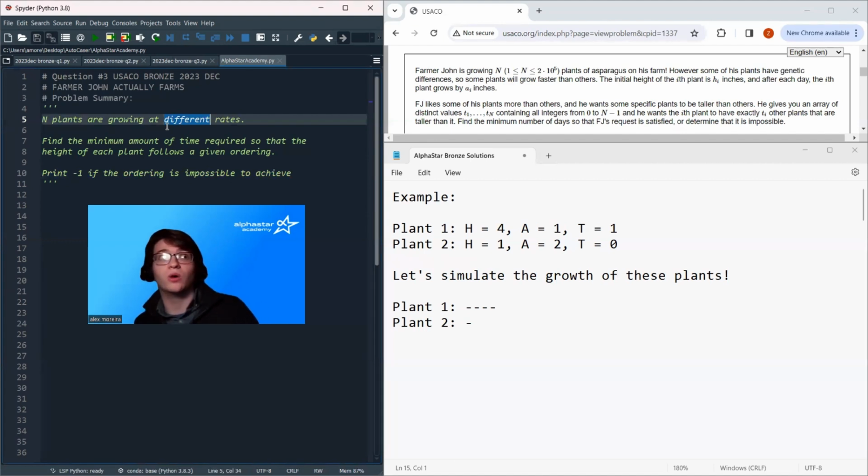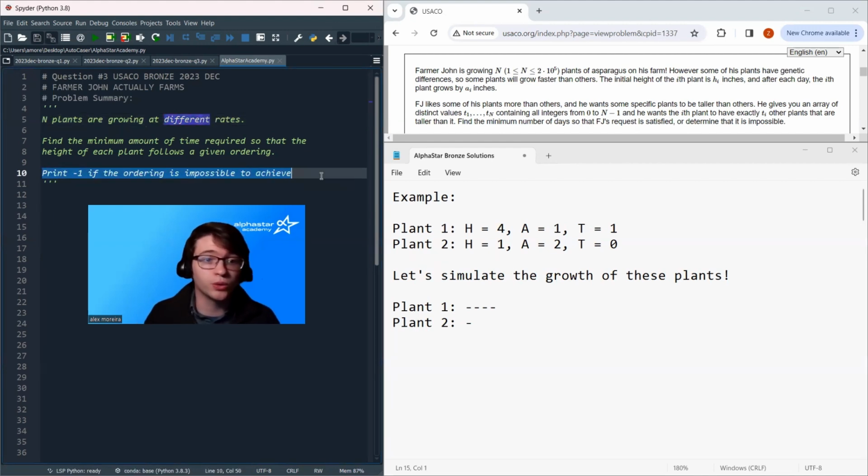So maybe the problem wants plant 1 to be shorter than plant 2, which is shorter than plant 3, or maybe the problem wants plant 3 to be shorter than plant 1, which is shorter than plant 2. It changes depending on the test case. Sometimes, however, it's impossible to achieve the ordering they've specified, and in those cases, we want to print -1.